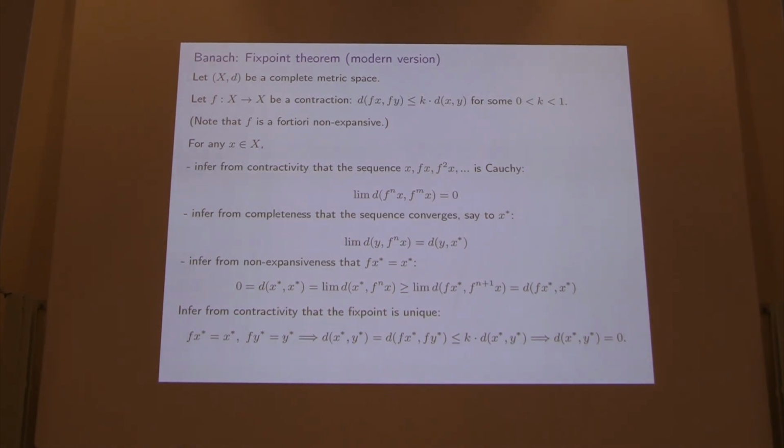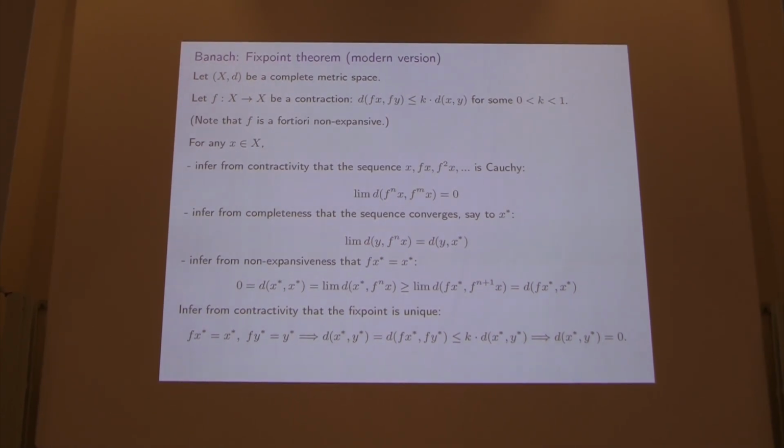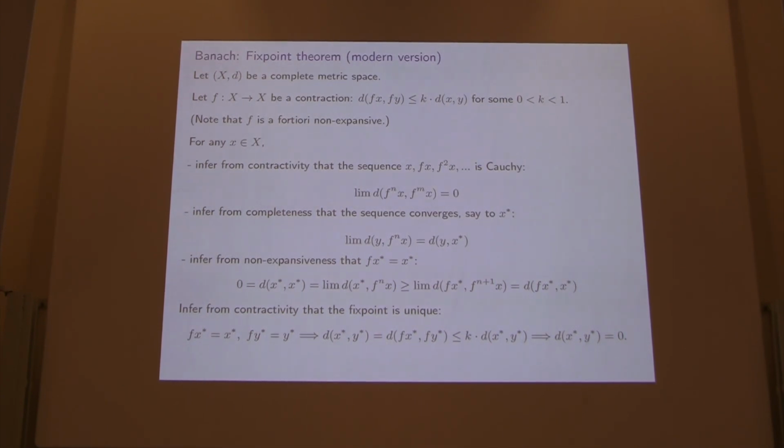modern version. So if you have a complete metric space and you consider a K-contraction, with a parameter K strictly between 0 and 1, then you pick any element X in your non-empty space, you start generating the sequence, the Picard iteration as it's sometimes called, and what Banach proves is that from contractivity he gets that the sequence is Cauchy. Because this space is complete, this sequence then converges. He again infers from the non-expansiveness of such a contraction that this limit point is actually a fixed point.